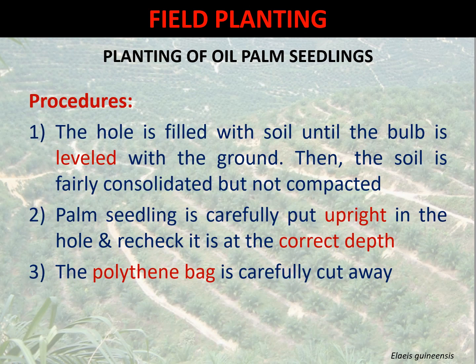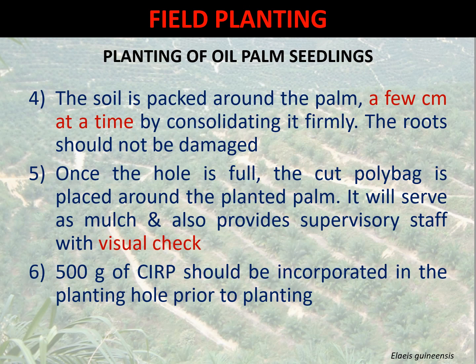Several procedures are involved in the planting of oil palm seedlings. First, the hole is filled with soil until the bulb is level with the ground. Then, the soil is fairly consolidated but not compacted. The palm seedling is carefully put upright in the hole and rechecked to make sure it is at the correct depth. The polythene bag is carefully cut away. Next, the soil is packed around the palm a few centimeters at a time by consolidating it firmly. The roots should not be damaged.